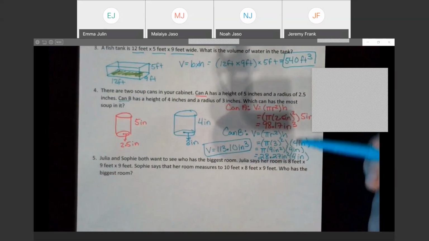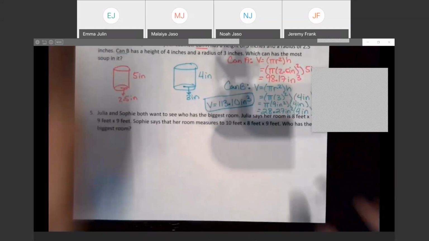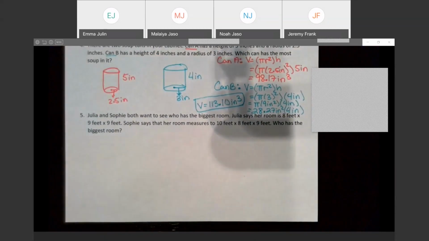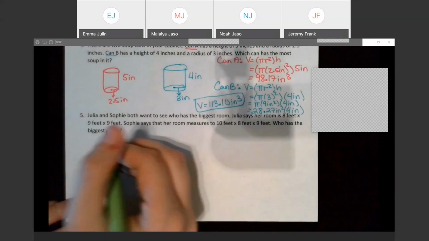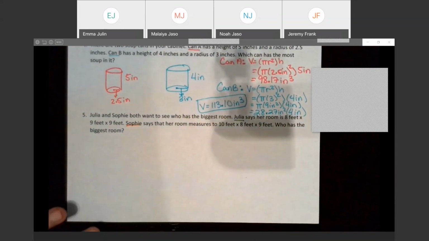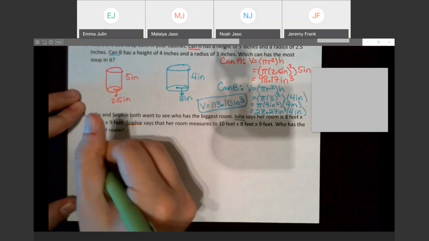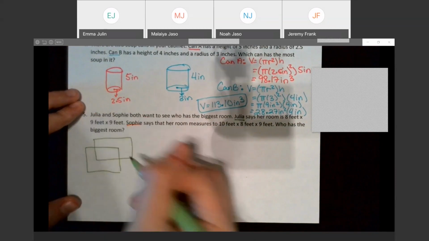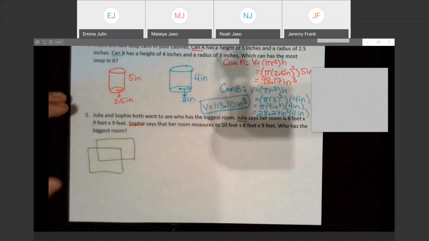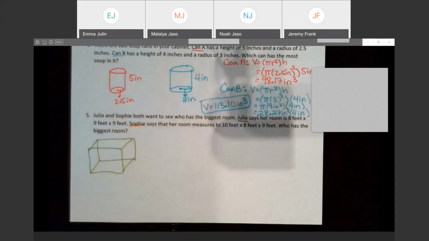Let's take the same concept and finish it off in number 5. So number 5, we got a little bit of a bet going on, seeing who has the biggest room. So we have Julia's room, which will be drawn in green, and Sophie's room, which will be drawn in orange. And since rooms are typically rectangular prisms, I'm going to draw it as such. Again, the easiest way to draw rectangular prisms is to take the mirror images and stagger them like this. And all you have to do is connect the vertices together to get your 3D image.